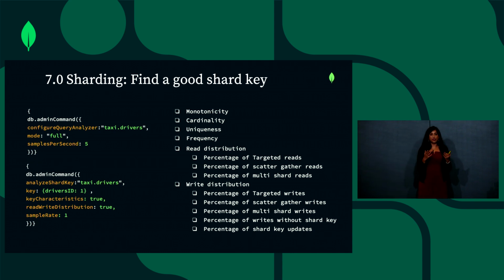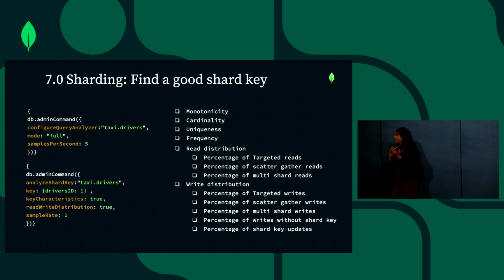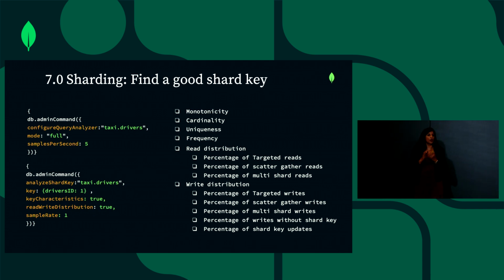What is the percentage of your multi-shard reads if you used driver's ID, for example? And then it goes a step further for your writes to tell you, if you used driver's ID, then X percentage of your queries will not even have the shard key. So all of that information arms you with understanding what is a good shard key for your application.